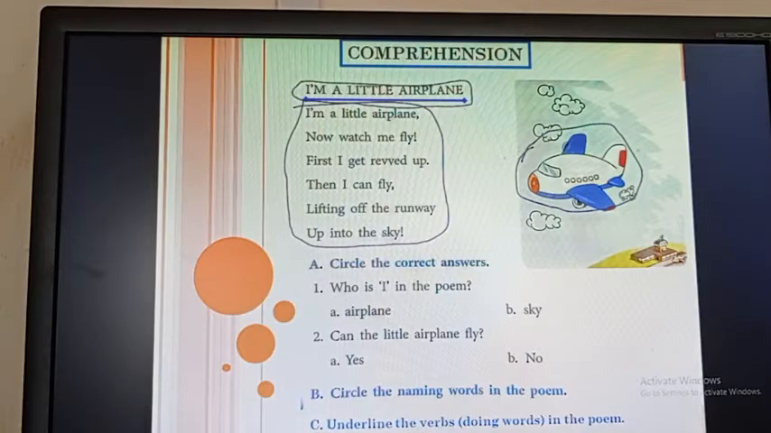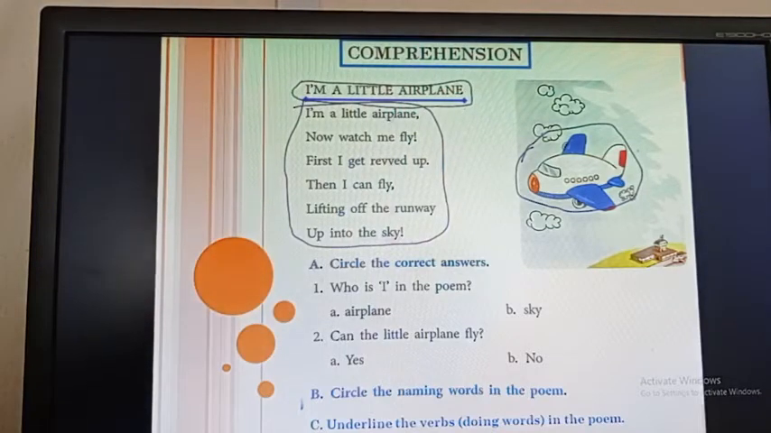Okay, let's begin. I am a little airplane. Now watch me fly. First, I get revved up, then I can fly, lifting off the runway up into the sky. Once again. I am a little airplane, now watch me fly. First I get revved up, then I can fly, lifting off the runway up into the sky.